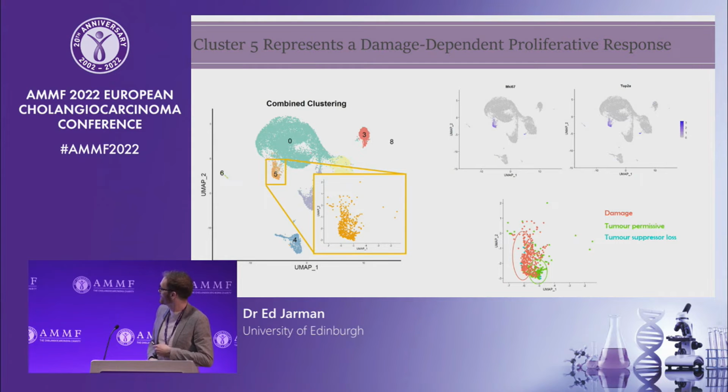And if we overlay transcriptional profiles for this cluster, we see that actually there's a shift in transcriptional space, so where these cells sit when you look at the tumor permissive group. So what this means is that cells that are proliferating in response to damage in the environment of P10 and P53 loss are transcriptionally different to cells in damage alone, so the cholangiocytes when only damage is induced.